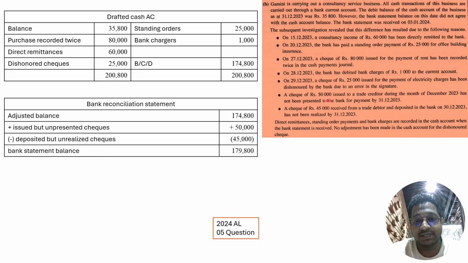And the issued but unpresented check is 50,000, it should not. And deposited but unrealized is 45,000, it should minus, then you can find out the bank statement balance. All good here? Yes. If you have any question or something like that, just comment or WhatsApp me straight away.